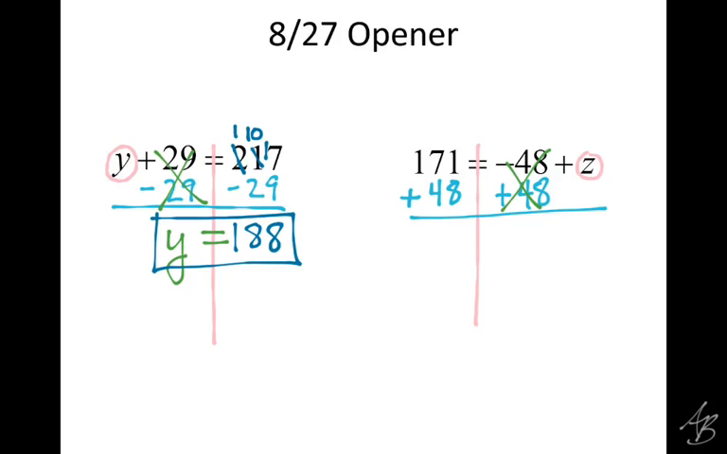And so over here, those cancel and we get z. On the left side, are we going to combine or are we going to cancel? Combine. So we'll add them together. 1 plus 8 is 9. 7 plus 4, 11. So we drop our 1, carry the 1. And 1 plus 1, 2. So we get z equals 219.